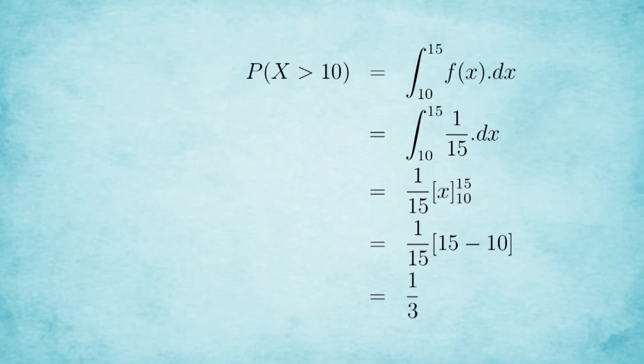Now, to find the probability that a man entering the station will have to wait for at least 10 minutes is the probability of x greater than or equal to 10, which is equal to the integral from 10 to 15 of 1 by 15 dx, which is equal to 1 by 15 into x in the limits of 10 to 15, which is equal to 1 by 15 into 15 minus 10, which is equal to 1 by 15 into 5, which is equal to 1 by 3.